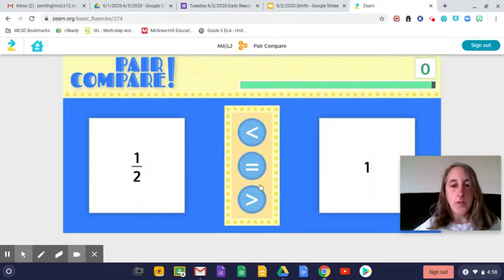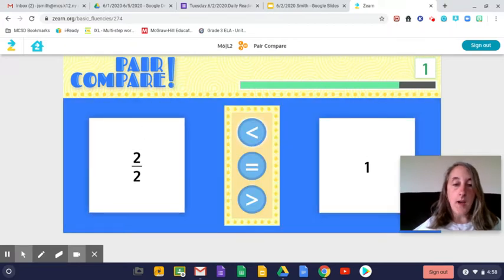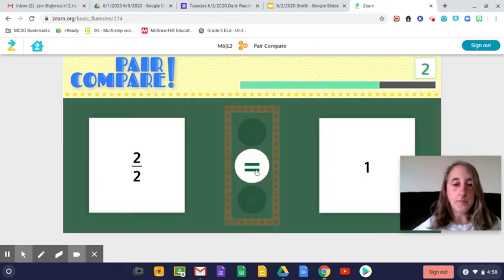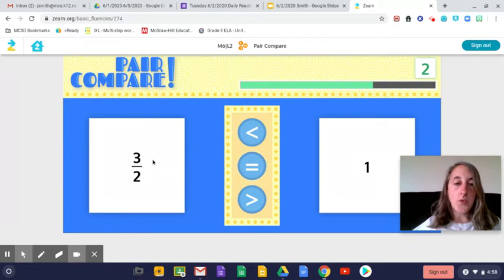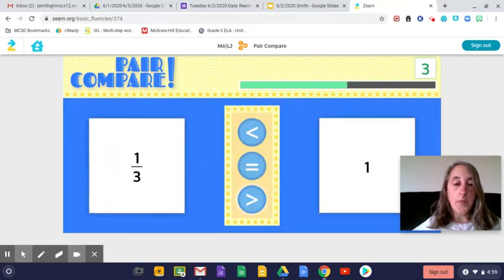Here we go. So 1/2, is it greater than, less than, or equal to 1? Well, it must be less than 1. 2 halves would be the same. When the numerator and the denominator are the same, it's 1 whole. When the numerator is bigger than the denominator, then you have more than 1. So that means that 3 halves will be bigger than 1. 1/3 will be less than 1.